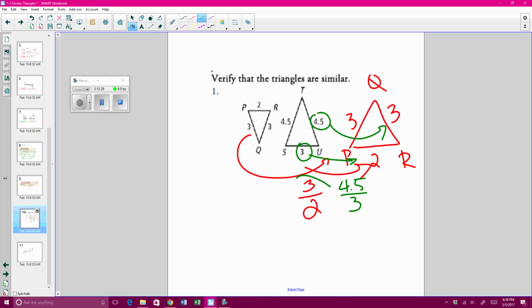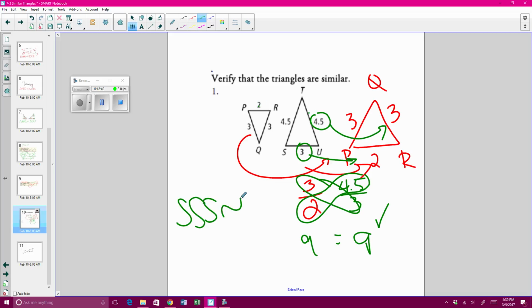I'm just going to cross multiply. 3 times 3 is 9. 4.5 times 2 is also 9, so yes. And the reason that they are similar is because they have sides in proportion, so it's side, side, side similarity. And then just go ahead and label them. Triangle PQR is similar to triangle STU. You could also say triangle UTS in this case.